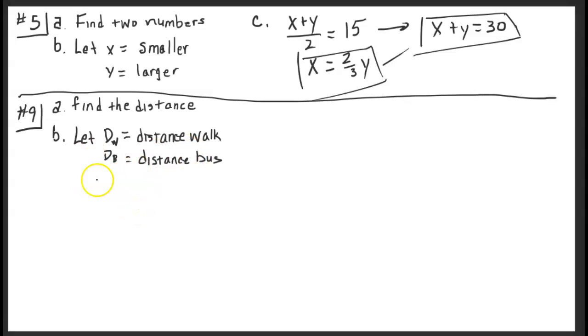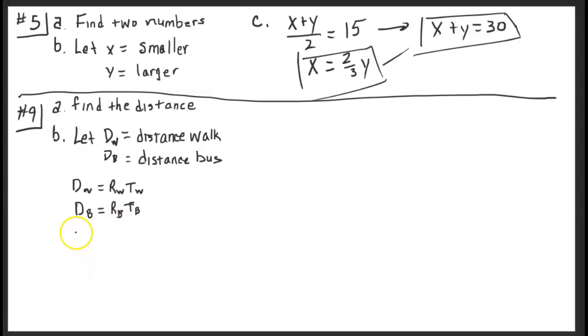Okay, so since we know that, that would tell us that the distance walked equals the rate walked times the time walked. The distance bused equals the rate bus times the time bus. Okay. The question here is find the greatest distance he may walk.